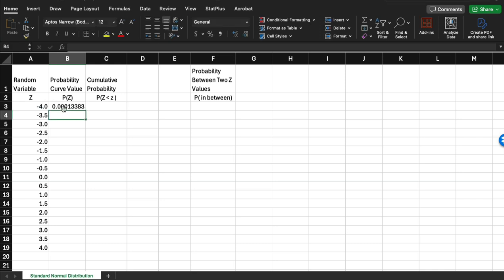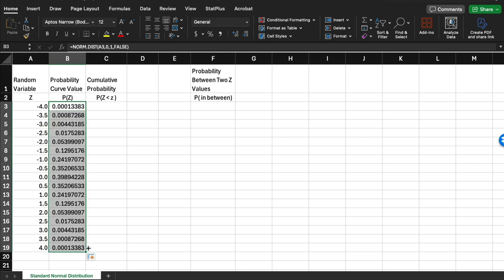And we only have to enter that in once, and down here in the lower right corner, when you see that black plus sign, it means you can click and drag. So we're going to click and drag the formula all the way down. These are going to help us to create our bell curve.